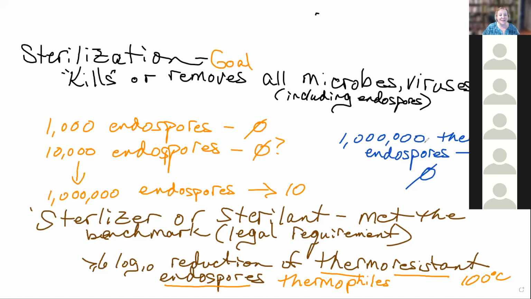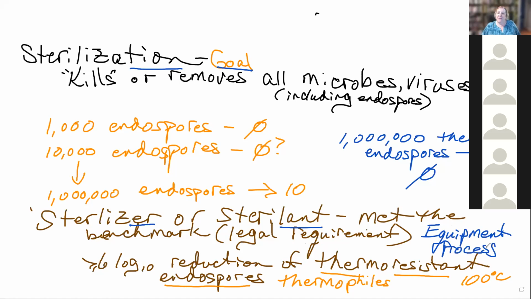Any questions? Okay, so hopefully that helps you understand what you're learning in Sarago. Remember, sterilization is the goal. Sterilizer or sterilant, okay, that means that it met the legal requirement. So it's either equipment or it's a process.